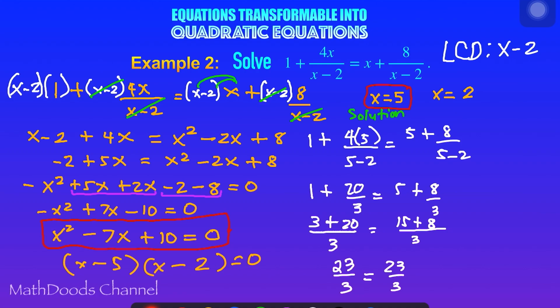Ayan. So, dito na rin ako mag-check ng pangalawa, no? I-edit ko na lang yung equation kasi wala nang space. So, ito gagawin. Lahat ng 5 papalitan ko ng 2.